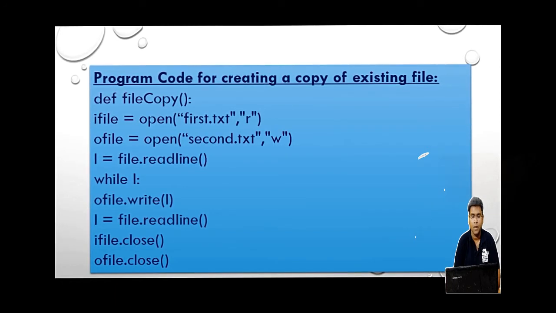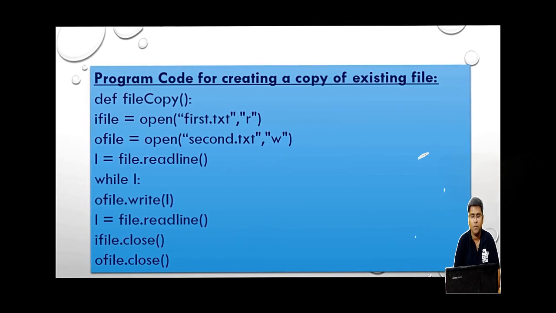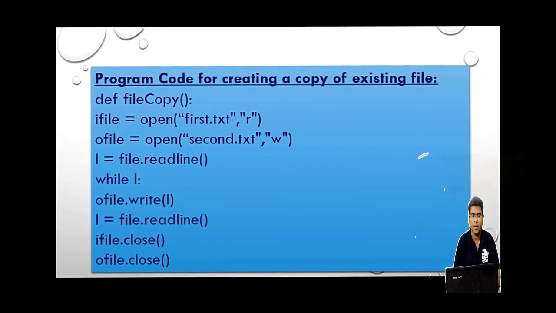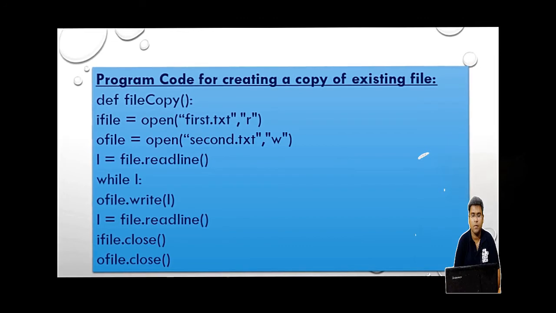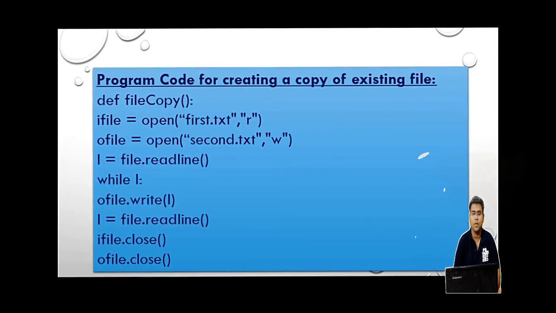second.txt file. After performing all the operations, all I have to do is to close both files. In the last two lines you can see that I have closed the first file. Initially I have closed the first file and then I have closed the second file.